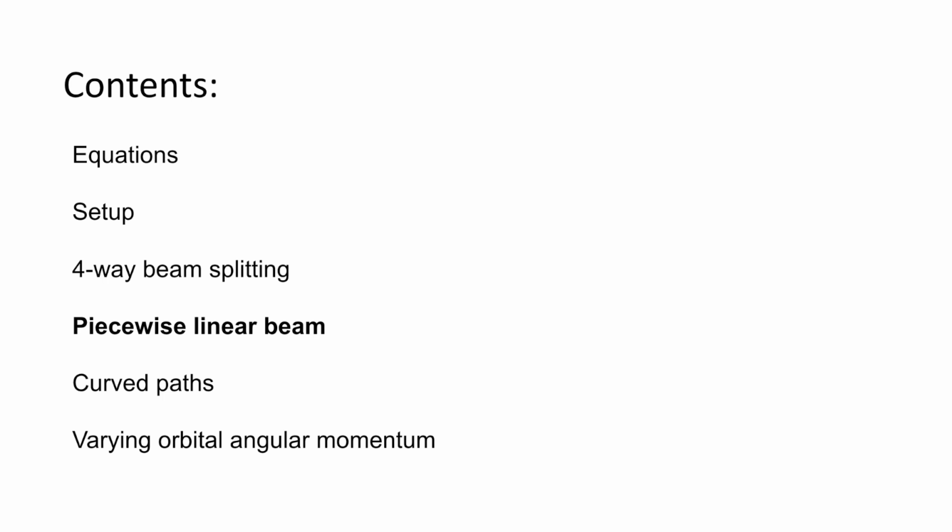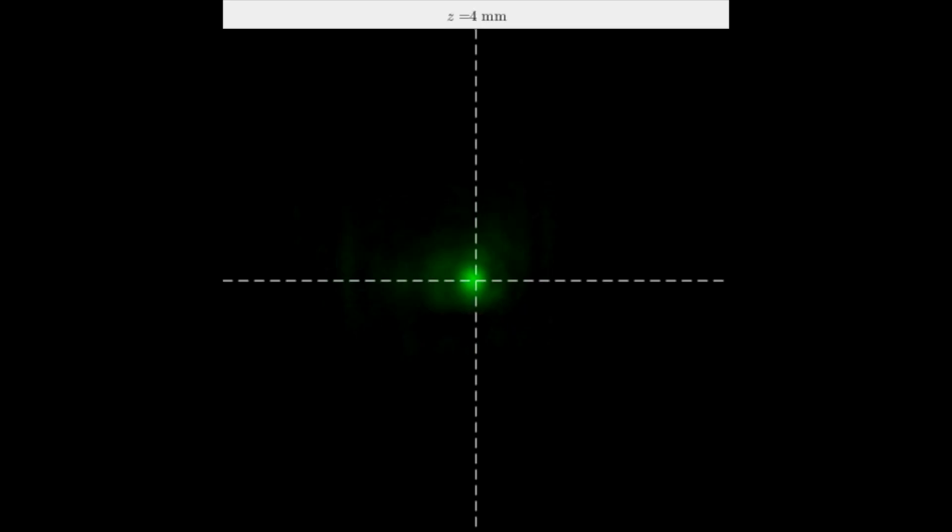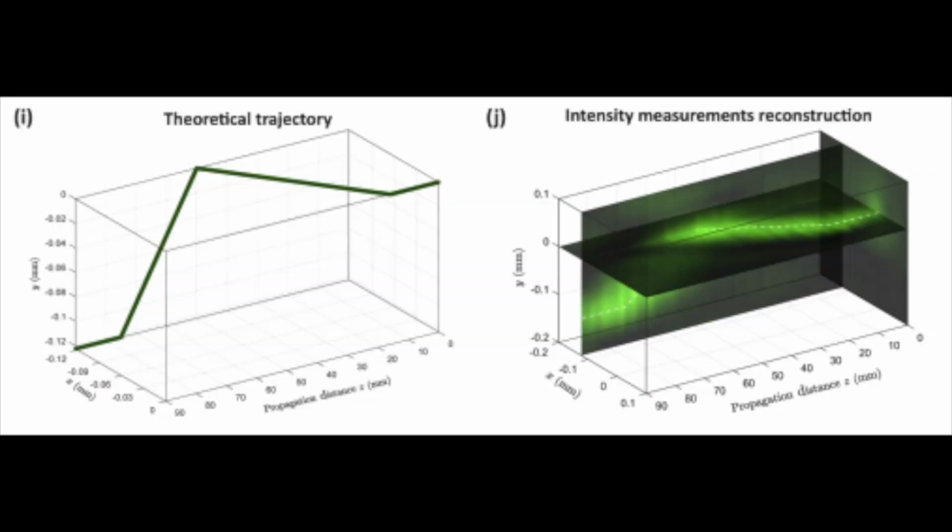How about a piecewise linear trajectory that can change direction in midair? Here are the intensity profiles of a beam that propagates straight for around 16 millimeters, moves at an angle in the XZ plane for 32 millimeters, travels downward in the YZ plane for another 28 millimeters, then returns to traveling straight in the Z direction. A side-by-side look at the intended path and the reconstructed measured path show that the two match quite well.